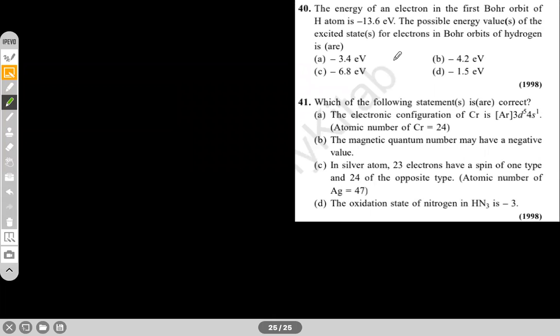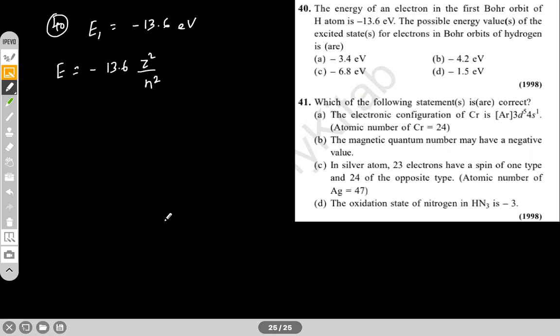The energy of an electron in the first Bohr orbit of hydrogen atom is this. Okay, so it is given in the first Bohr orbit. So E1 is given. It is minus 13.6 electron volt. The possible energy values for the excited state of electrons in Bohr's orbit of the hydrogen. Fine. So energy we know it is E is equal to minus 13.6 Z squared by N square, right, Z squared by N square.